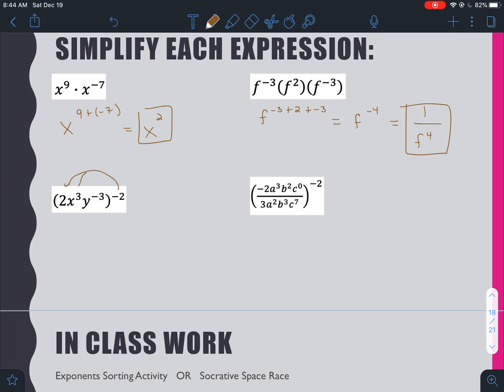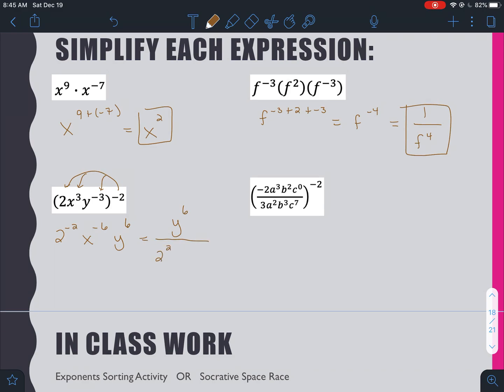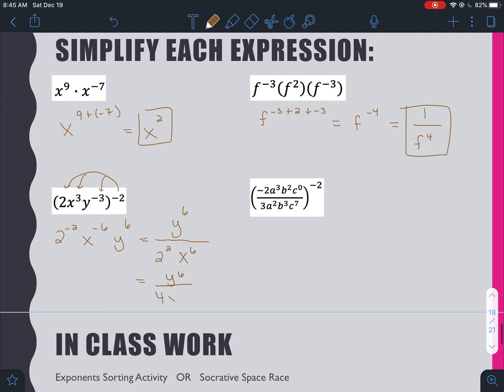2x to the 3rd, y to the negative 3 raised to the negative 2 power. So every term on the inside is going to be raised to the negative 2 power. So this would be 2 to the negative 2. And then power rule says multiply the exponents. So it would be x to the negative 6, and then it would be y to the positive 6. The 2 terms with negative exponents should move down to the denominator. y to the 6 can stay. So we have y to the 6th over 2 squared, and then x to the 6th. So this would be y to the 6th over 4 x to the 6th.